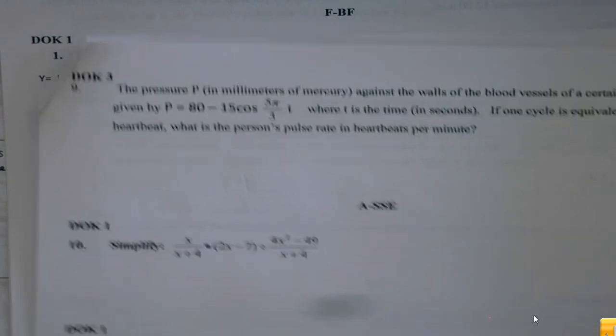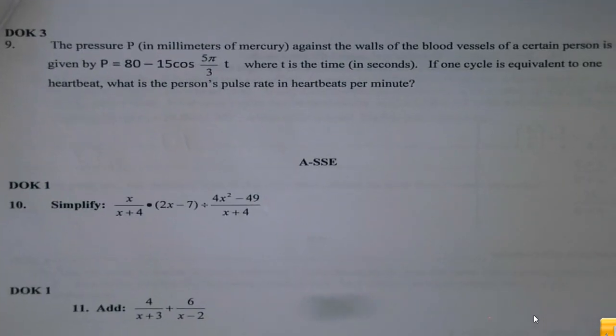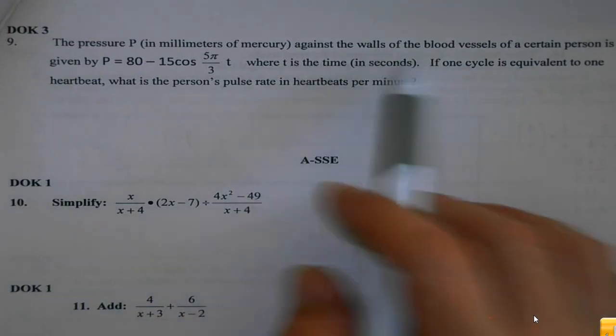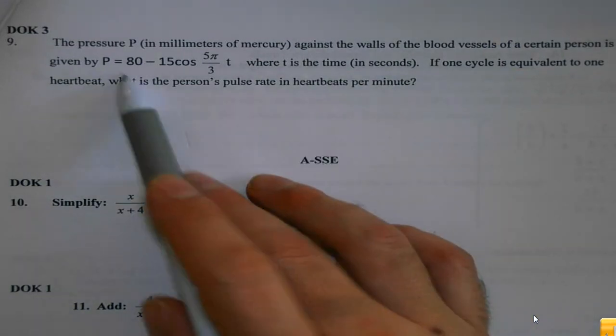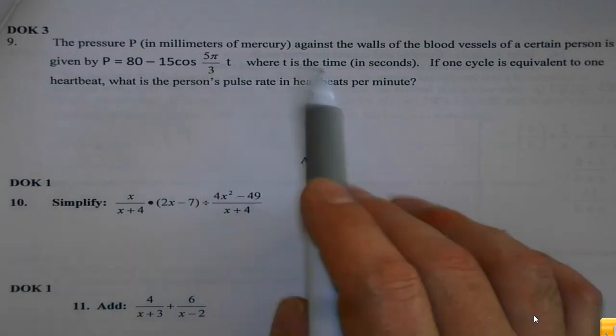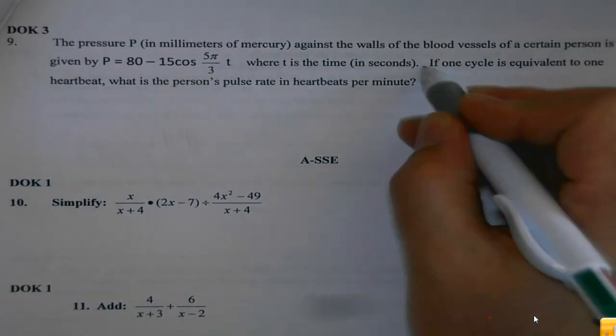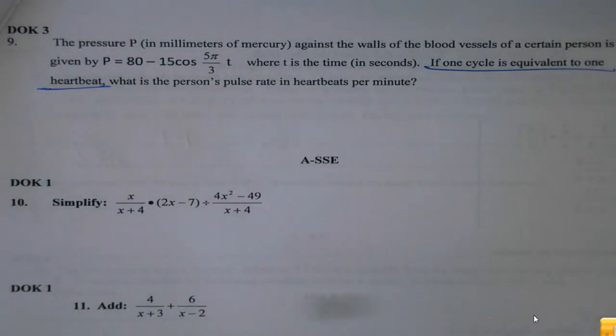All right. Now this one, I'm going to admit, is weird. I'm not going to blame you if something goes cuckoo here. But it actually isn't as bad as it looks. Okay, the pressure P against the walls of blood vessels of a certain person is given by, and they give us this big fancy cosine function, where T is the time in seconds. If one cycle is equivalent to 1 heartbeat, that's where our key is going to be. What's the person's pulse rate in beats per minute?